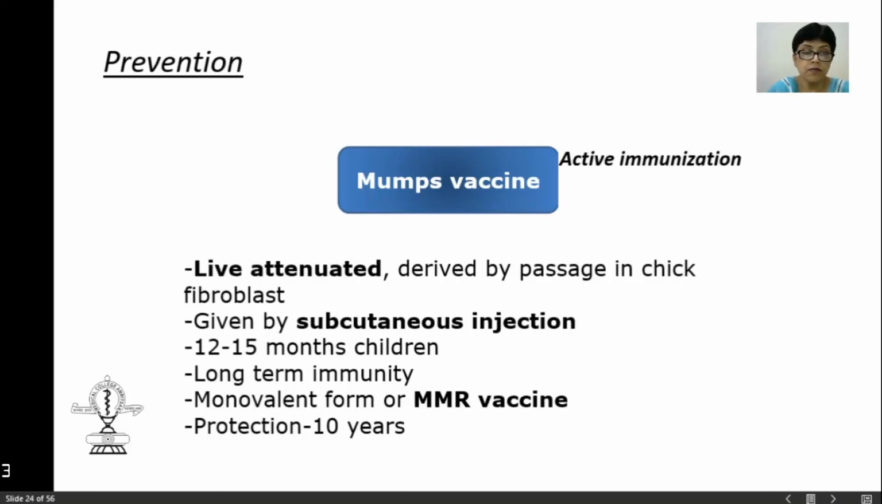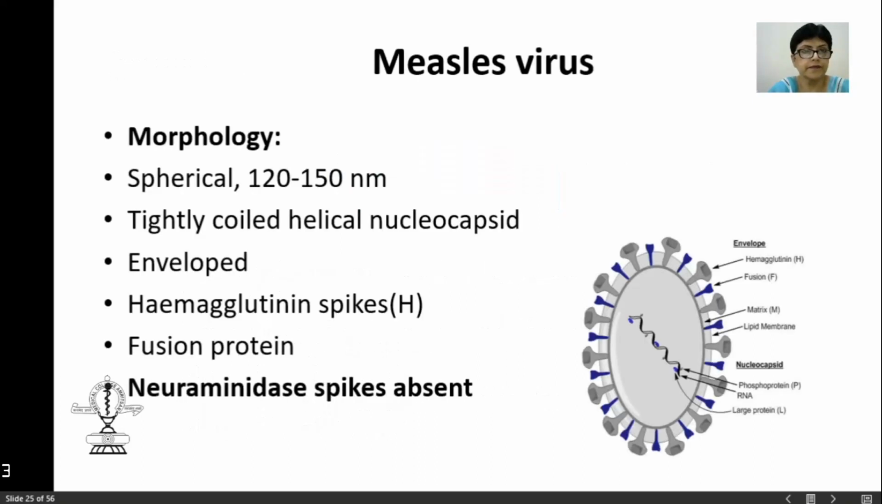So the antibody needs to develop much before that, between 12 to 15 months of age. It causes long-term immunity, and protection is generally afforded for 10 years, after which a booster may be given to protect the older males from this infection forever. This can be given either as a mumps vaccine alone or as an MMR vaccine, which is measles, mumps and rubella vaccine. The strain employed is either the Gerald-Lens strain or the Leningrad-Zagreb strain, according to whichever company is manufacturing and using it.